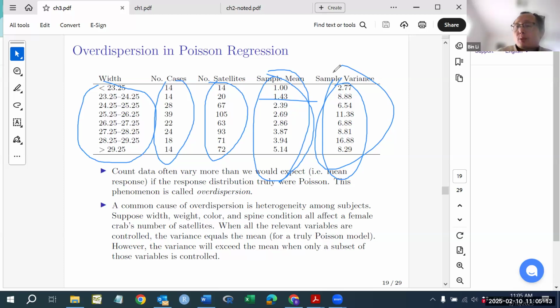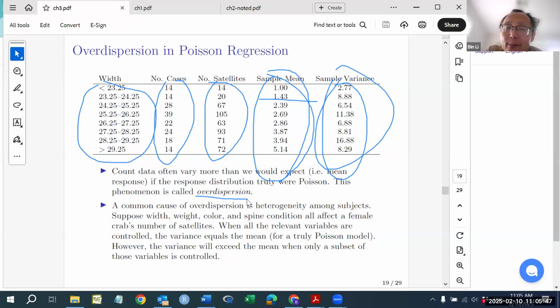That problem is called the over-dispersion problem in Poisson regression. You may ask why this over-dispersion happens. Because for the Poisson model, under the assumption, the mean and the variance should be the same, because that's the feature of the Poisson model. But here they are not, and that is called over-dispersion. The common cause for over-dispersion is the heterogeneity among the samples.